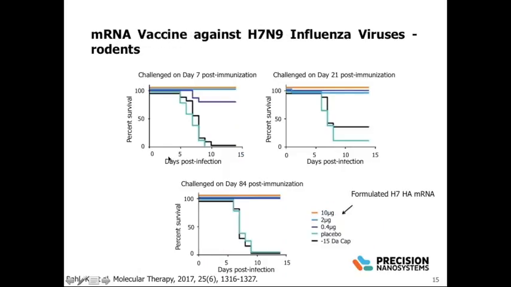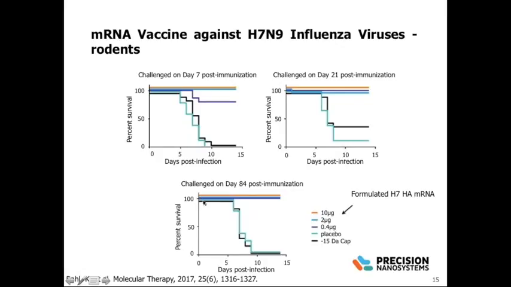Now, after formulation of these particles of this vaccine, the group injected these vaccines into rodents. And this study was done in mice here. And here we see the example for the injection of the H7N9 influenza virus vaccine. And they injected this mRNA lipid nanoparticle vaccine at different concentrations, as we can see here from the different colors. And then they challenged the mice after 7, then after 21, and also after 84 days, and looked at the effect of the immunization.